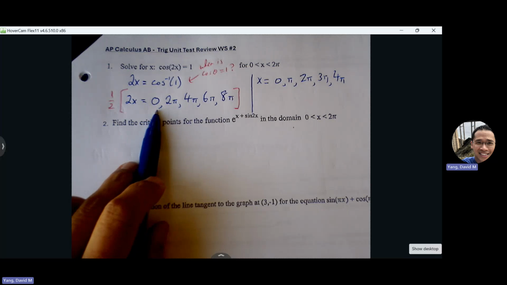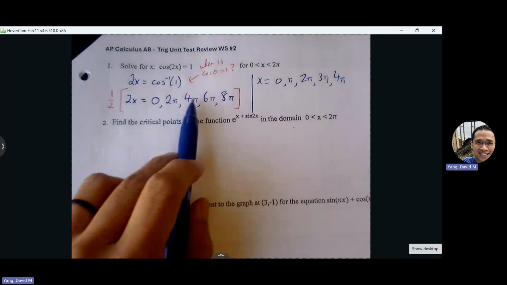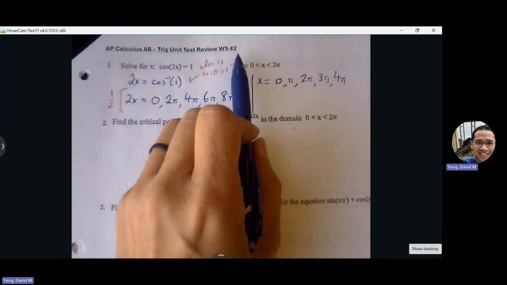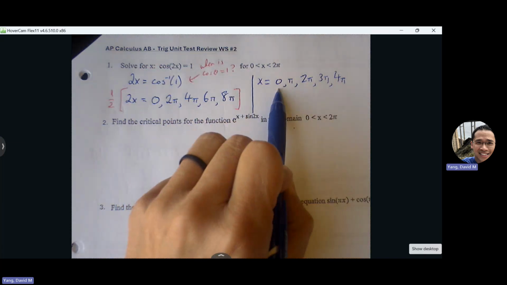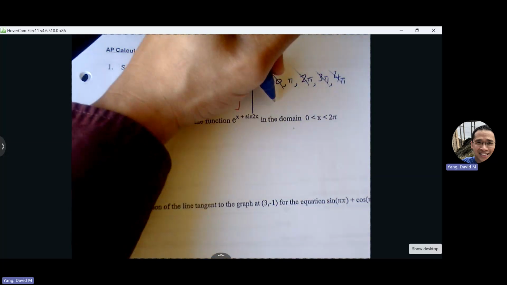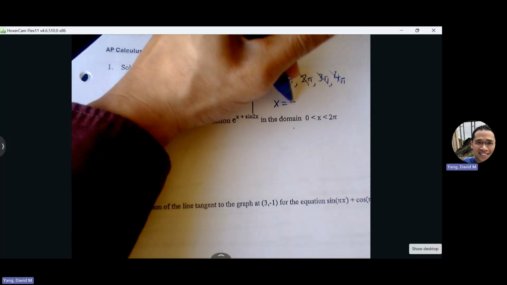So 1/2 times 0 is 0. 1/2 times 2 is 1. 1/2 times 4 is 2. 3, and 4. Okay, we're looking for solutions between 0 and 2 pi, so we're not going to include 0, 2 pi, 3 pi, or 4 pi, so our only solution is at pi.